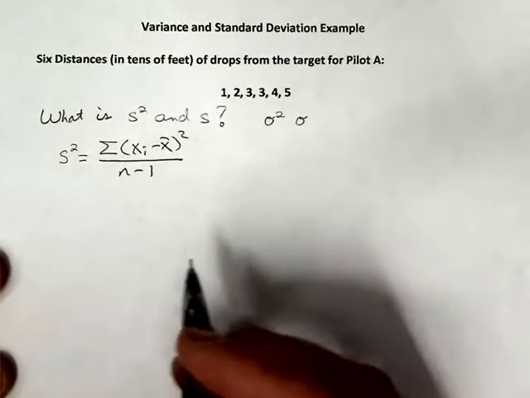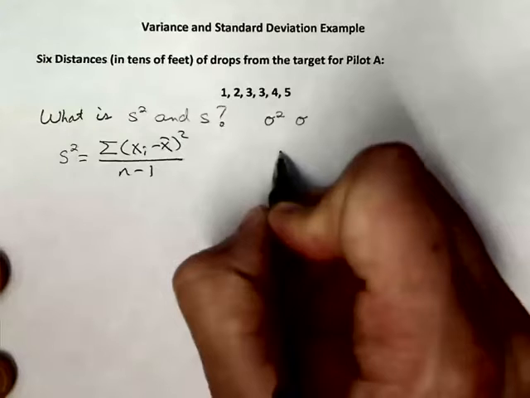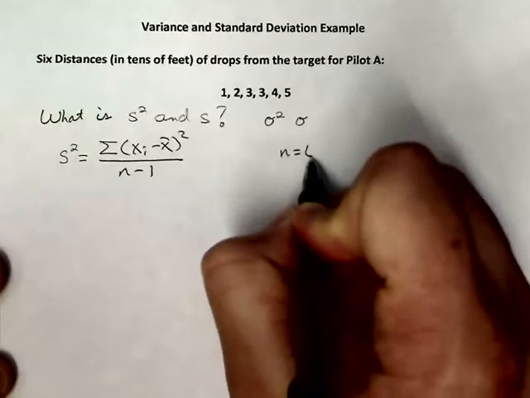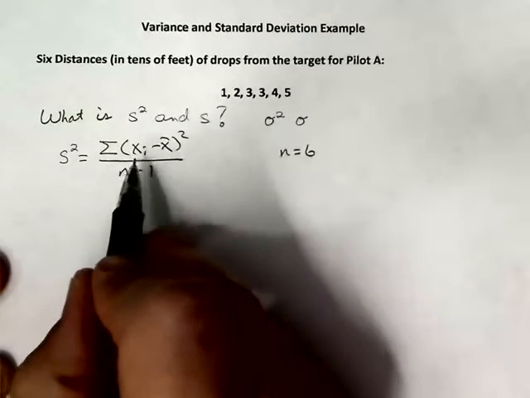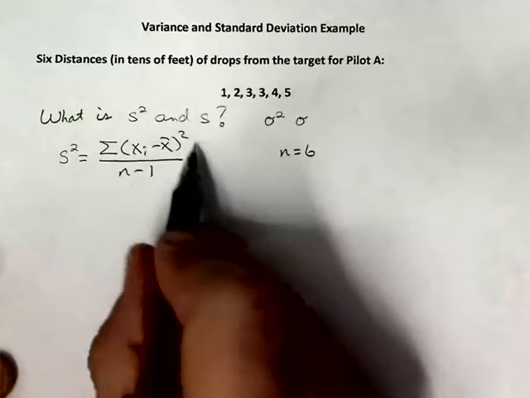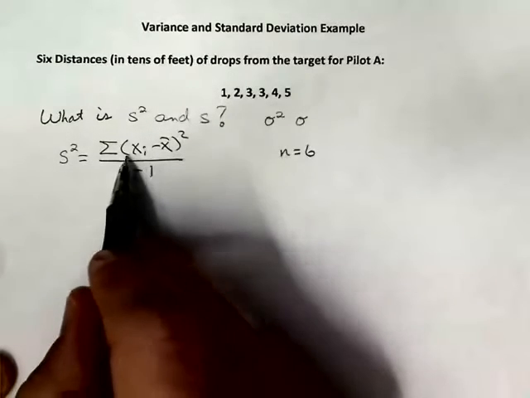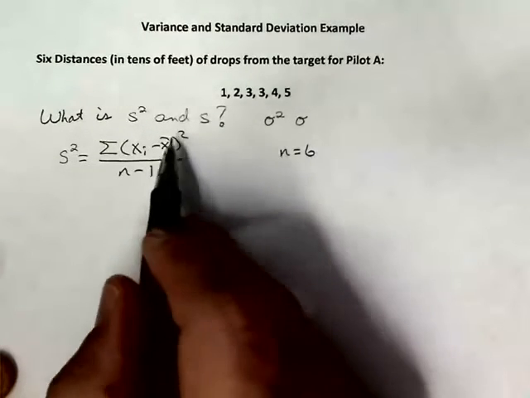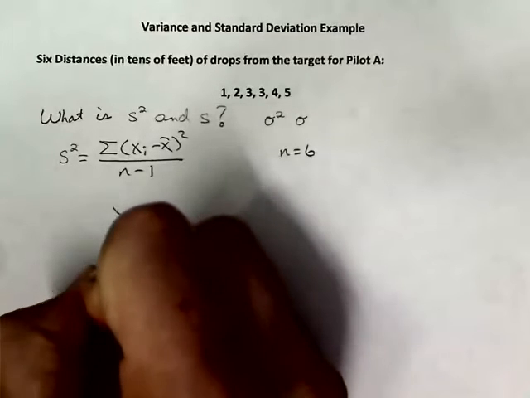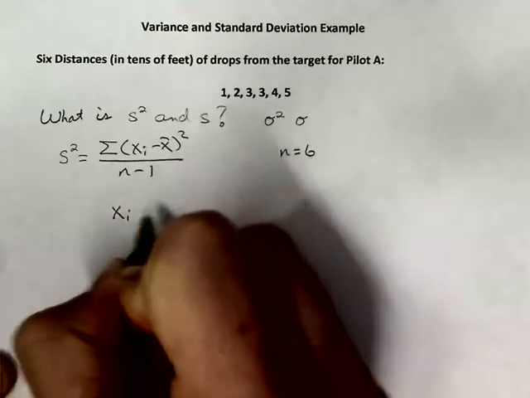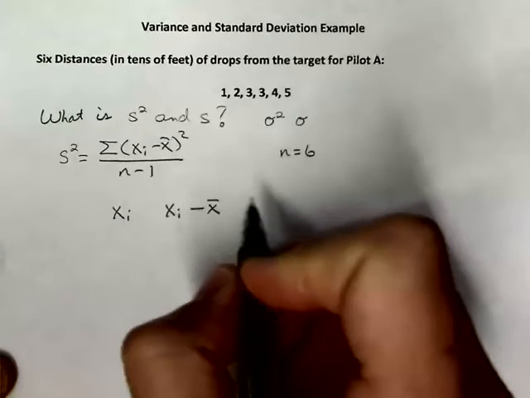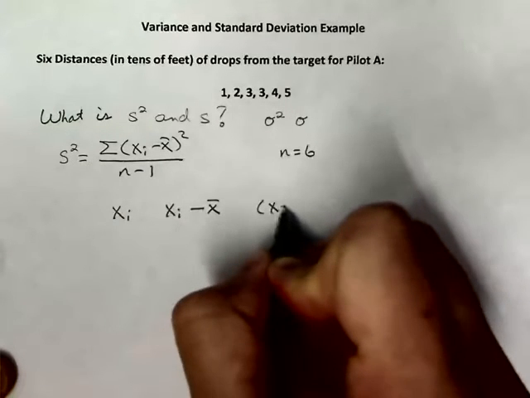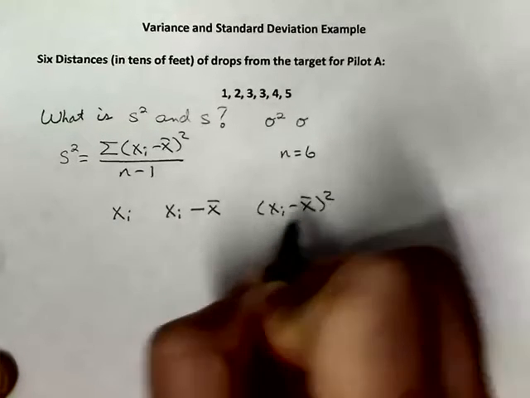Okay. Well, let's see. So what is n here? n is my sample size. I've got 6 data points in there, 6 drops. Now, to compute this quantity here, what I want to do is compute each deviation. All right, so I'm going to create a table. It's got x sub i, and x sub i minus x bar, and x sub i minus x bar quantity squared.